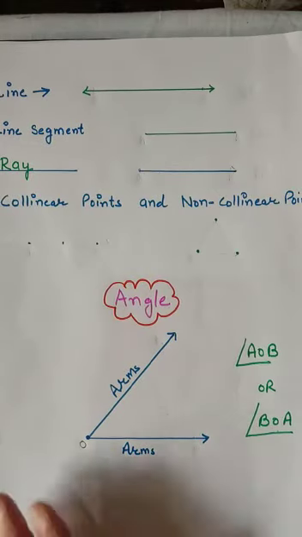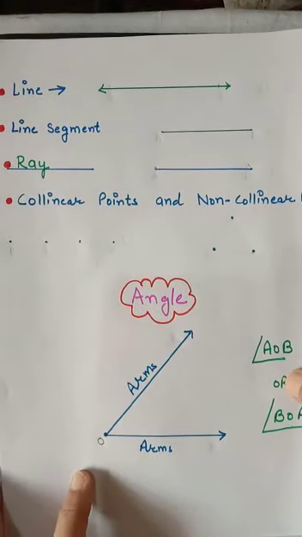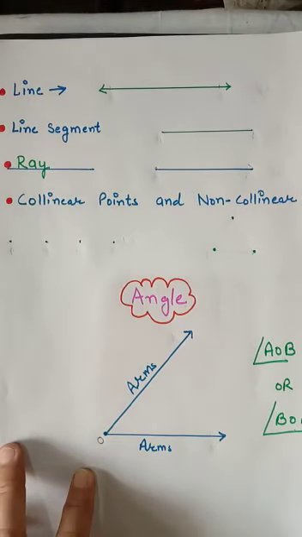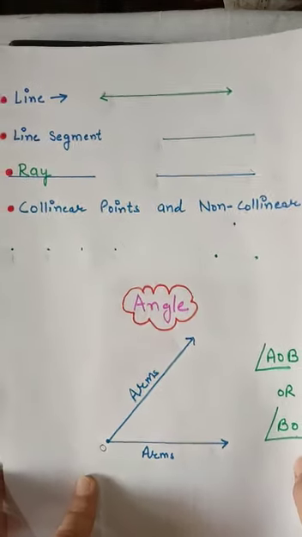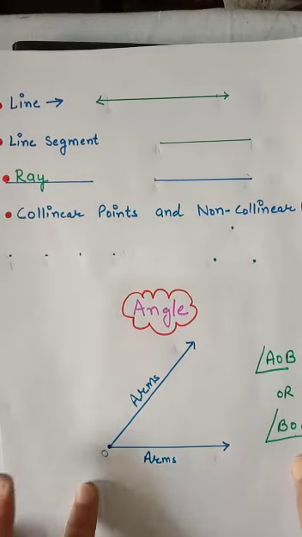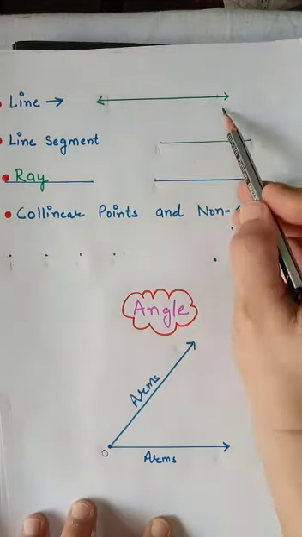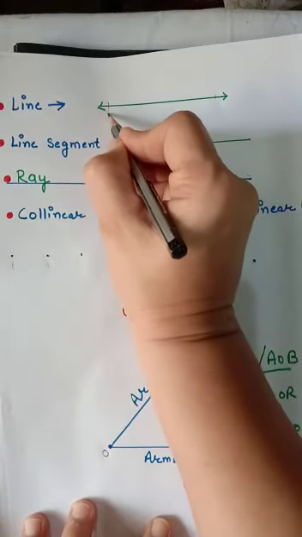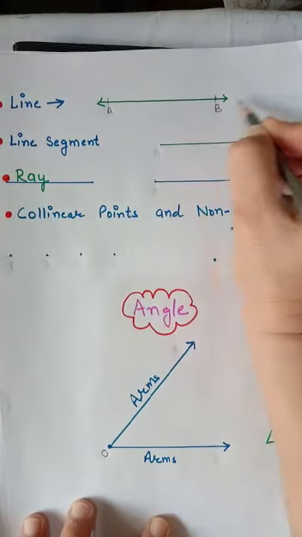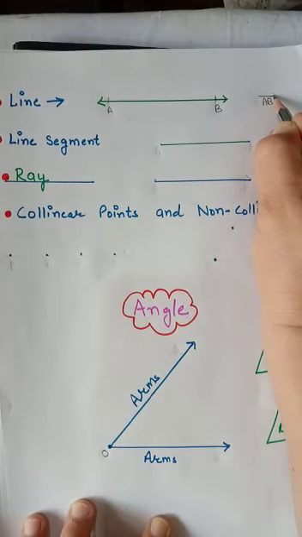First is about line. A line is a geometrical object that is straight and extends indefinitely in both the directions. It's just a straight path which can be extended in both the directions, say AB here. Now AB is a line.